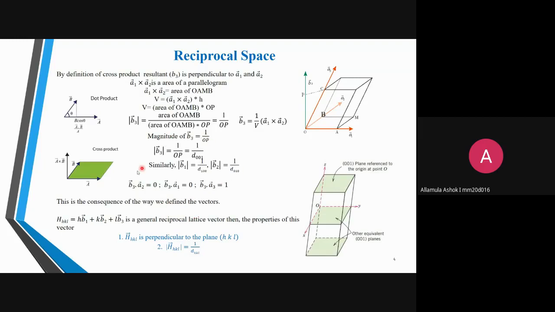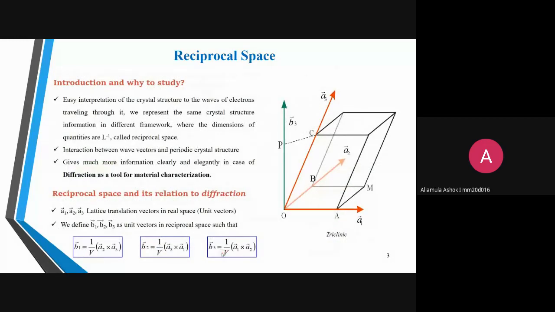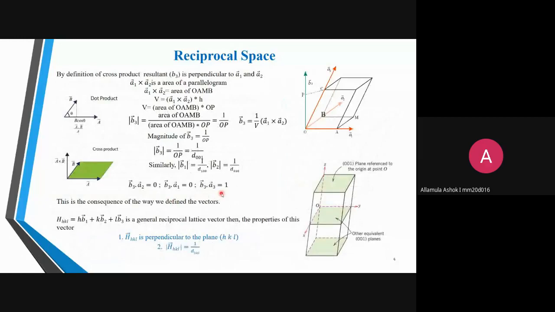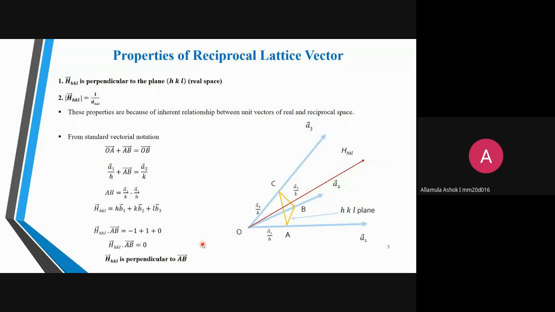Why do we obtain this result? Because this is a consequence of the way we define the vectors b1, b2, b3. We have defined b1, b2, b3 for our convenience so that we obtain some easy relations which can be easily related to the reciprocal lattice vector with respect to real space. Here I am defining a general reciprocal lattice vector. This is a summation of the b1, b2, b3 vectors multiplied by h, k, l. This capital H is a general reciprocal lattice vector and it has the properties that it is perpendicular to the plane hkl in real space and it has a magnitude of 1 by the interplanar spacing between the set of hkl planes. Now we will see these properties of the reciprocal lattice vector with respect to real space.